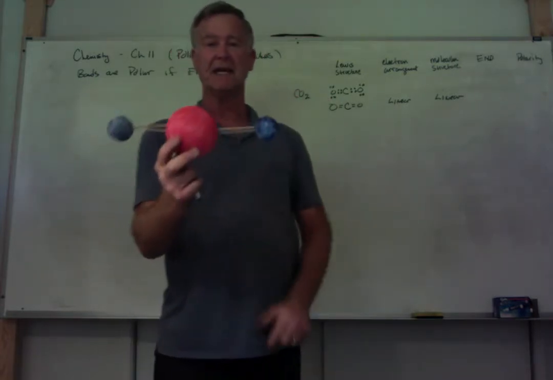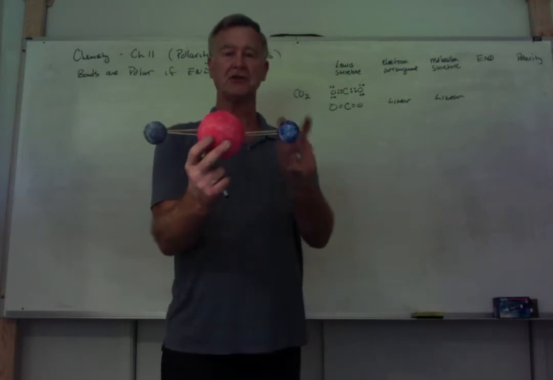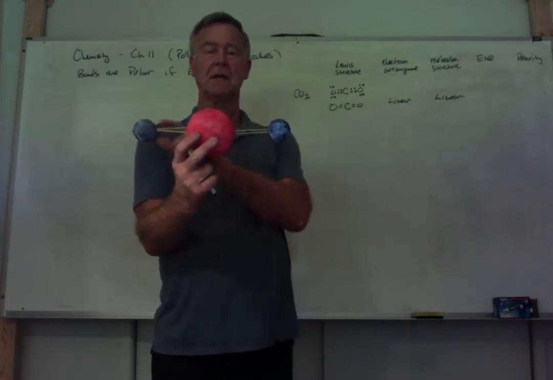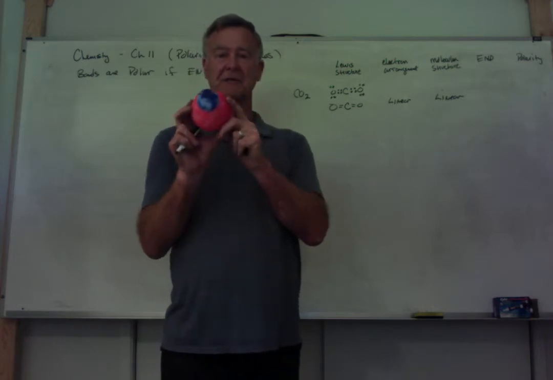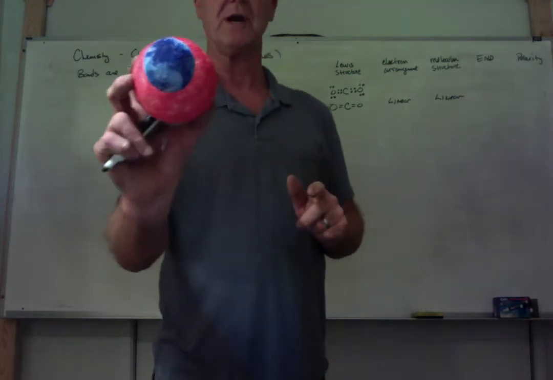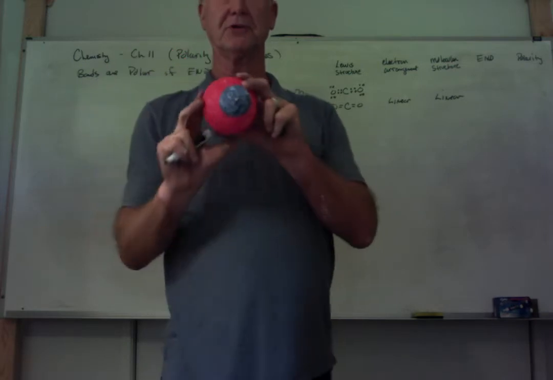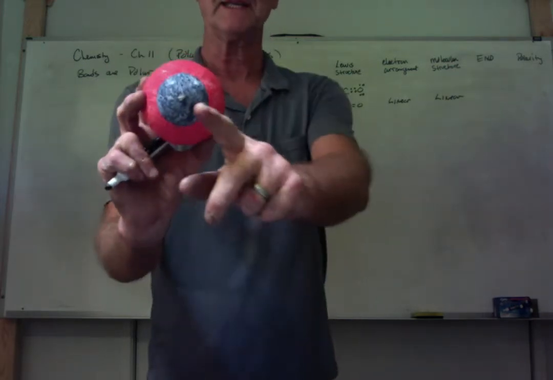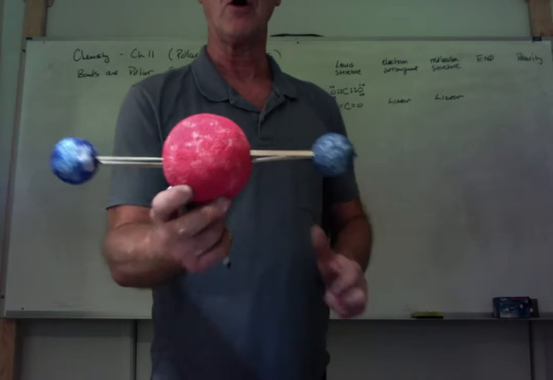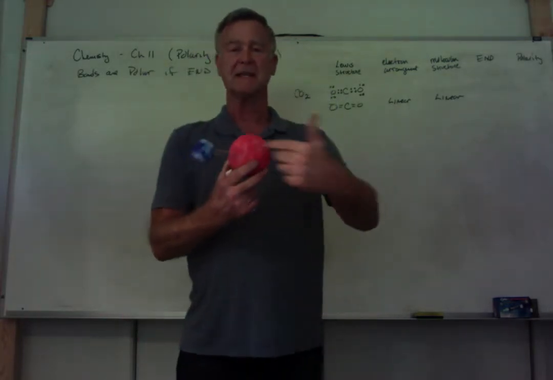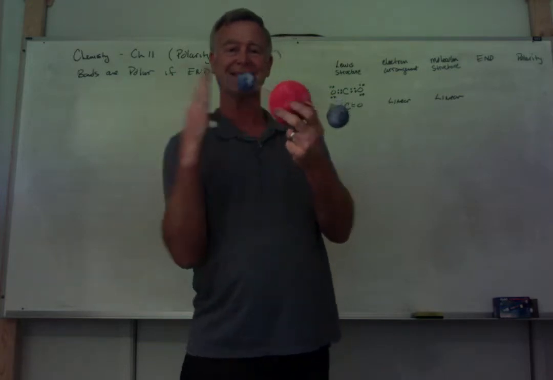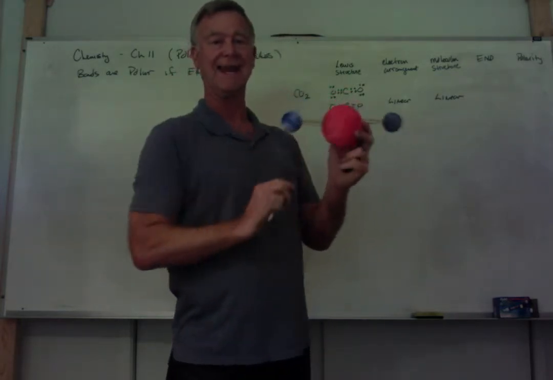Now, this molecule has two ends. This end and this end. This is called the middle. If I was to bring this at you this way, that end is coming towards you. If I bring it to you this way, this end. If I bring it to you this way, all three of those are coming at the same time. And because of that, this side along here is not an end.